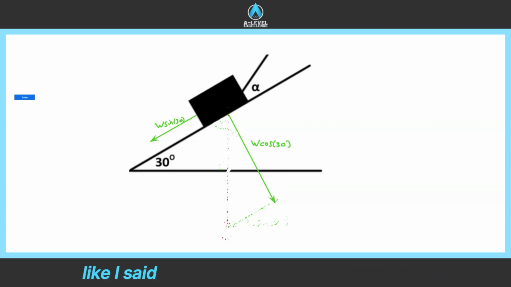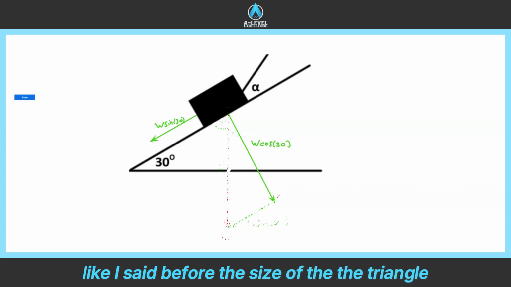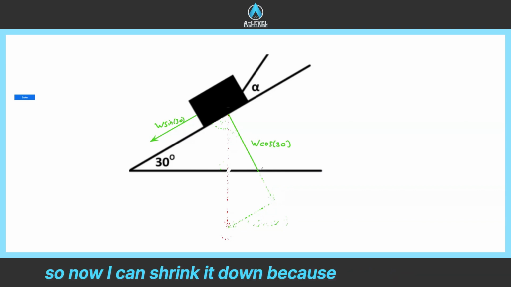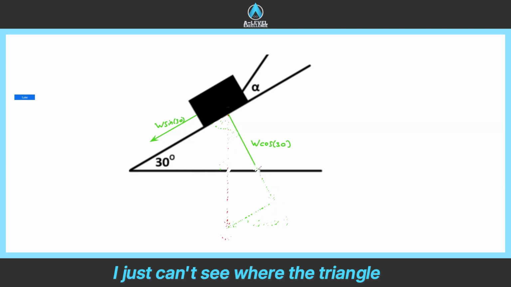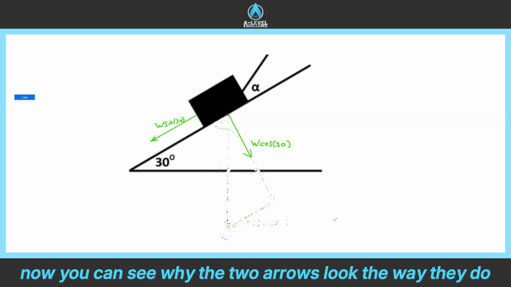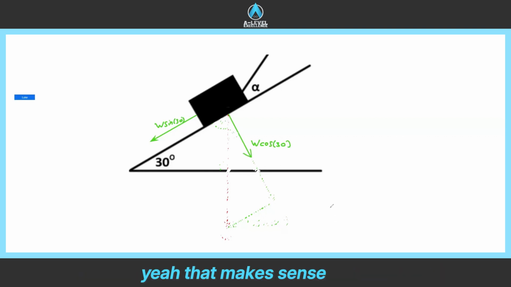And then, of course, like I said before, the size of the arrow doesn't make a difference. So now I can shrink it down because you said before, I just can't see where the triangle is. Hopefully now you can. And now you can see why the two arrows look the way they do. That makes sense? Yep. Am I a great teacher? Yes. Awesome. Great. All right, then.